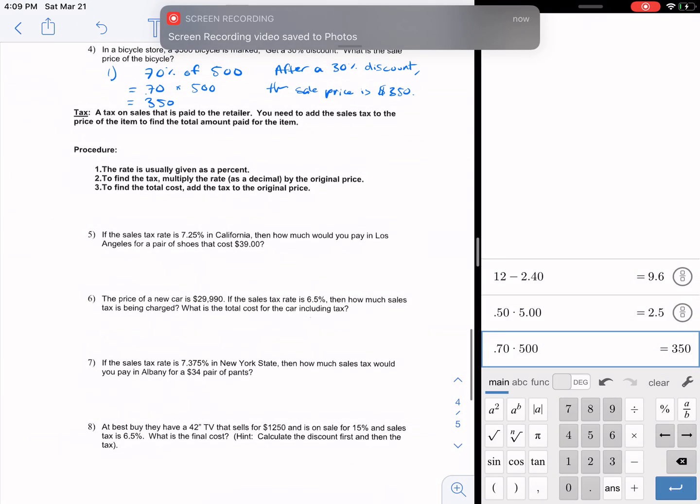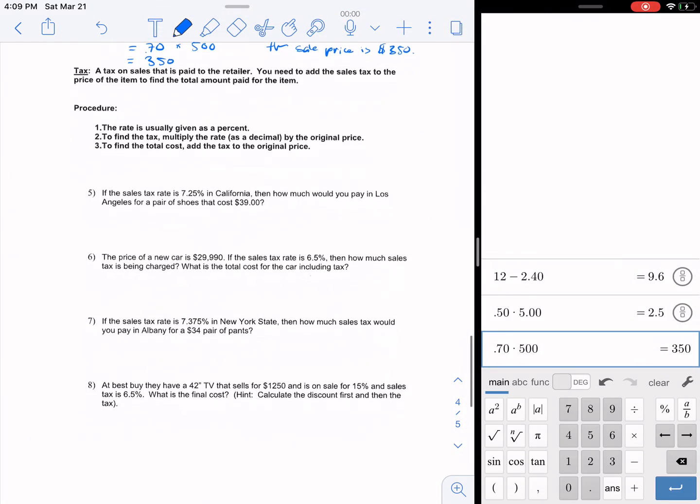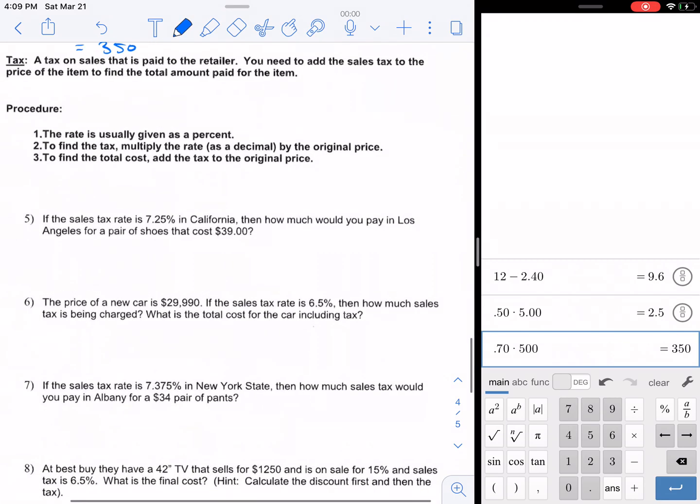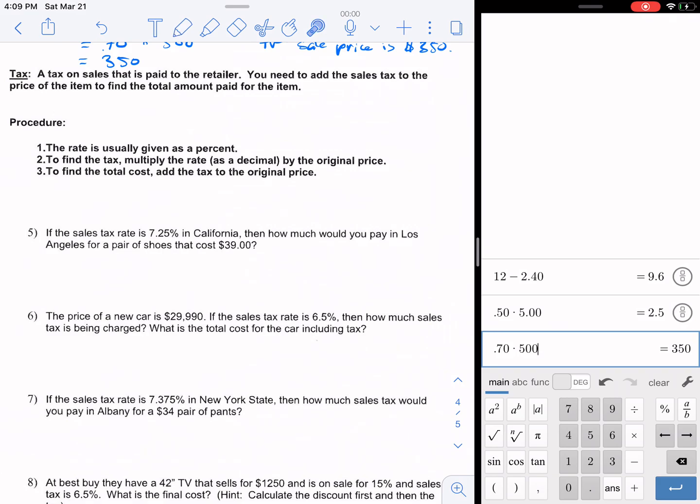All right. The next part looks like we're going to be talking about tax. Okay, so we went over this in class. Says a tax on sales that is paid to the retailer. You need to add the sales tax to the price of the item to find the total amount paid for the item. So, since it's a tax, this is going to be an additional cost that we have to pay.